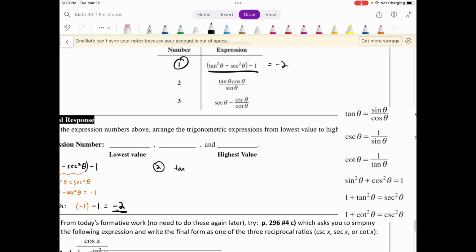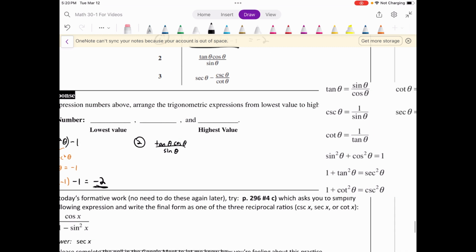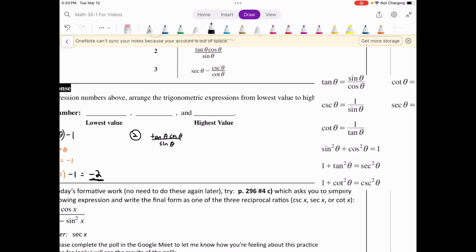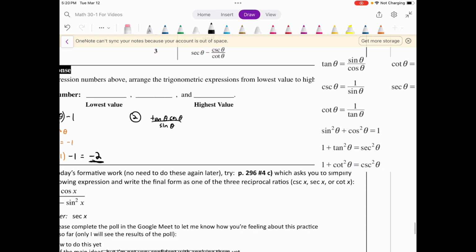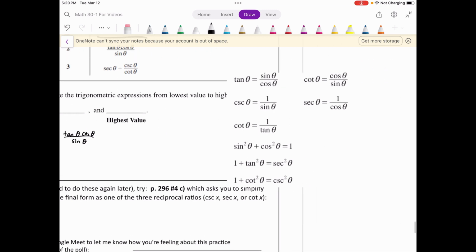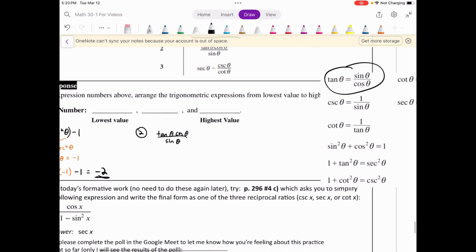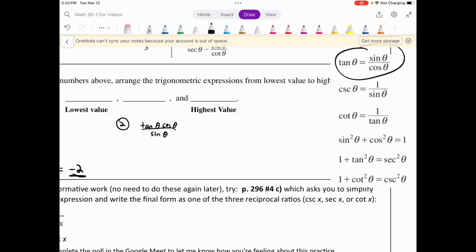We've got tan theta cos of theta over sine of theta. Okay, now this one here, I don't see any Pythagorean stuff we could really pull out. What we can do though, and what's never really a bad idea, is to rewrite in terms of sine and cos. So let's just take that tan and rewrite it as sine over cos, right? Again, that is one of our identities. It's one of the quotient identities, we call them. So this is just sine of theta over cos of theta times cosine of theta over sine of theta.